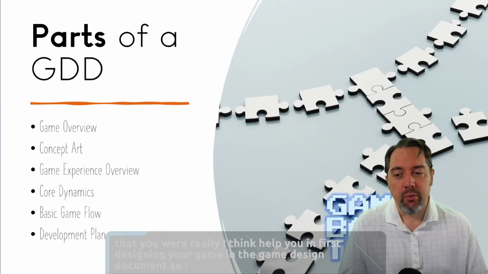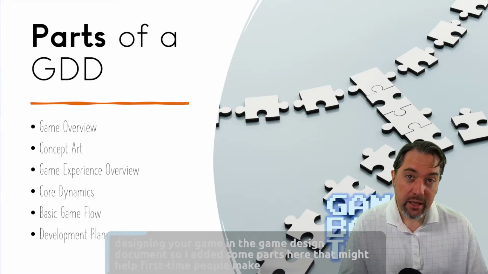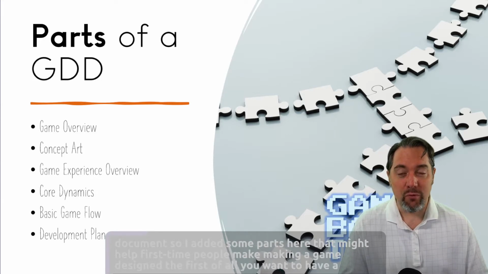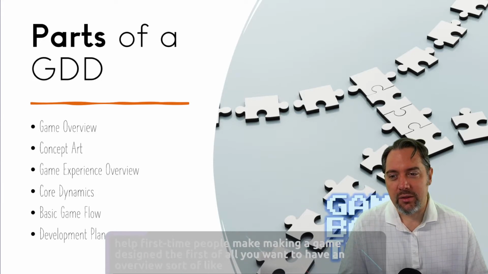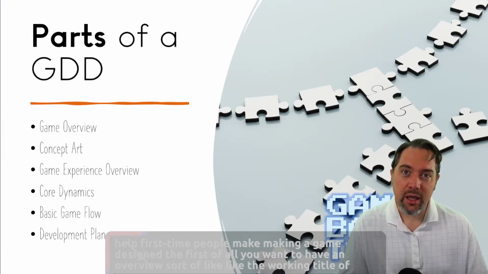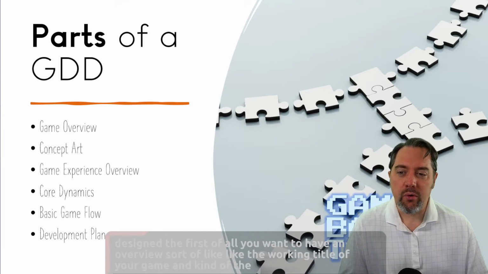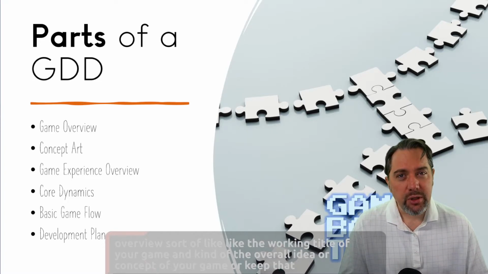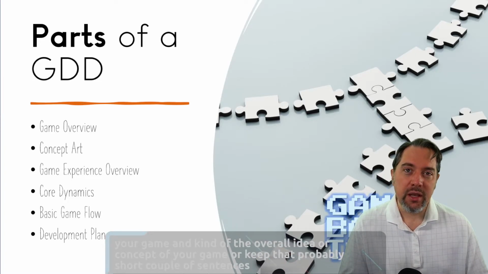So I added some parts here that might help first-time people making a game design document. Okay, first of all, you want to have an overview, sort of like the working title of your game and kind of the overall idea or concept of your game. Keep that probably short, a couple of sentences.